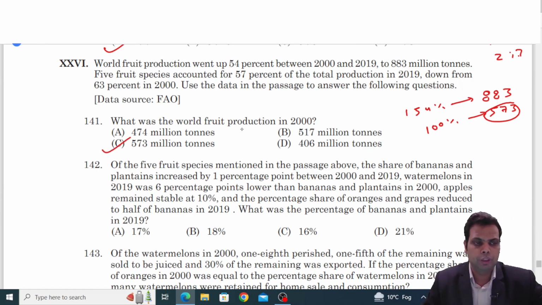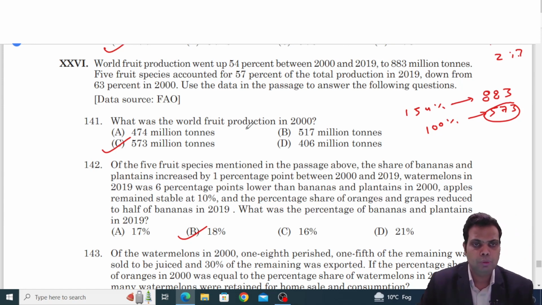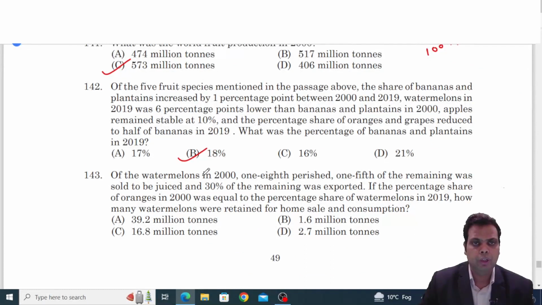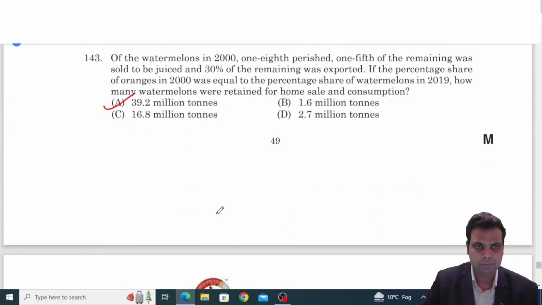And similarly, if I put the answer in question number 142, you will read the passage and get the answer, which is only 18%, right? And the question about watermelon: in 2000, 1/8 per seed, 1/5 of the remaining was sold to be juiced and 30% of the remaining was exported. If the percentage share of the orange in 2000 was equal to the percentage share of watermelon in 2019, how many watermelon were retained for home sale and consumption? That is approximately 40 million. So that is 39.2 million. That will be the right answer.